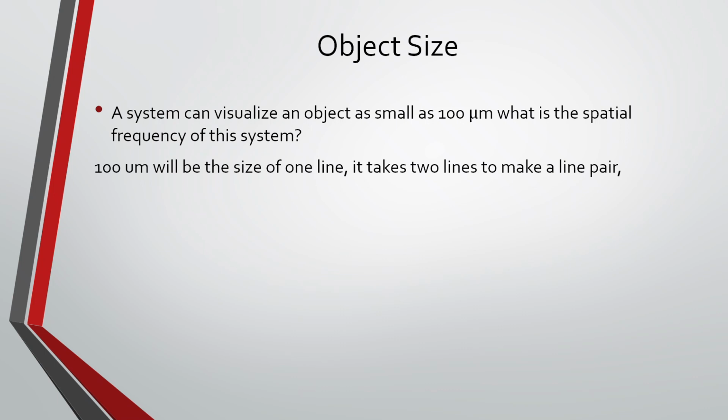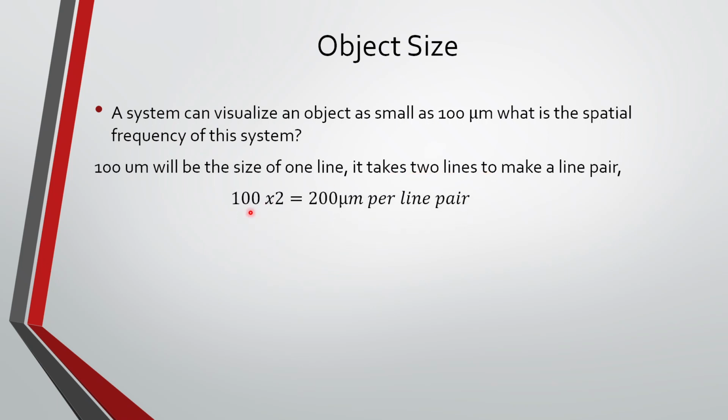100 micrometers will be the size of one line. So we said that the smallest object the system can represent is one line, which is 1 pixel. So the smallest object the system can represent right here is 100 micrometers. That means it's one line. It takes 2 lines to make a line pair.